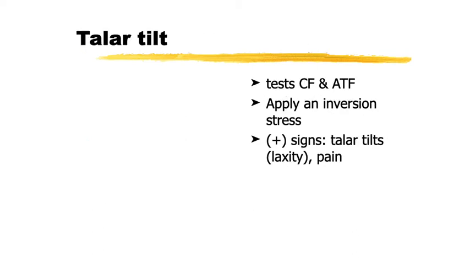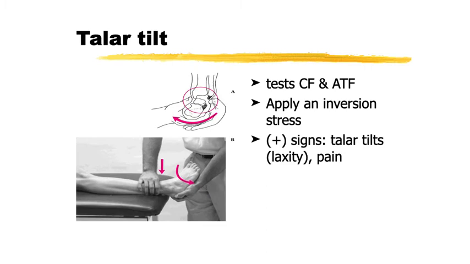The talar tilt test tests the calcaneofibular ligament and the ATF. As the picture shows, we have their ankle off the table. We stabilize the lower leg, see the arrows pointing down, and we invert the ankle or the foot. The positive test is the talar tilt, where there is laxity. It actually opens up more than the good side. And again, pain is another positive sign for this test.